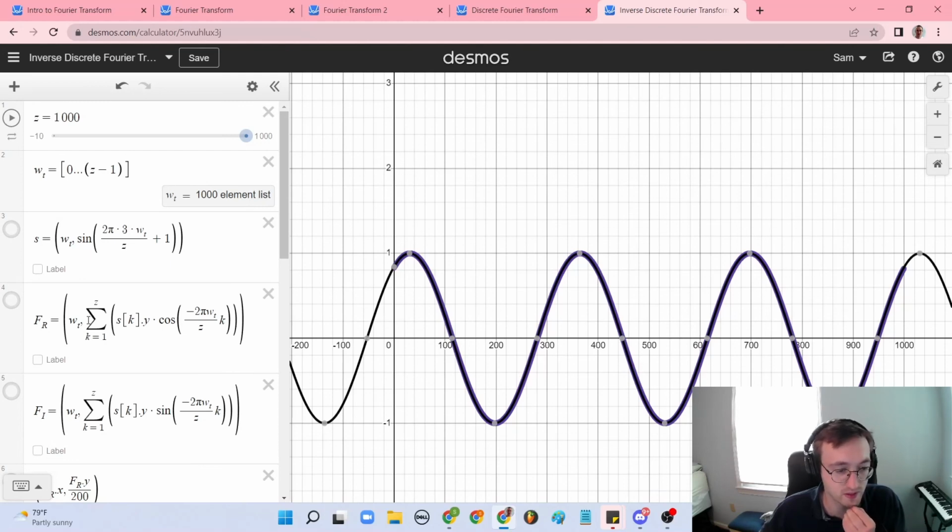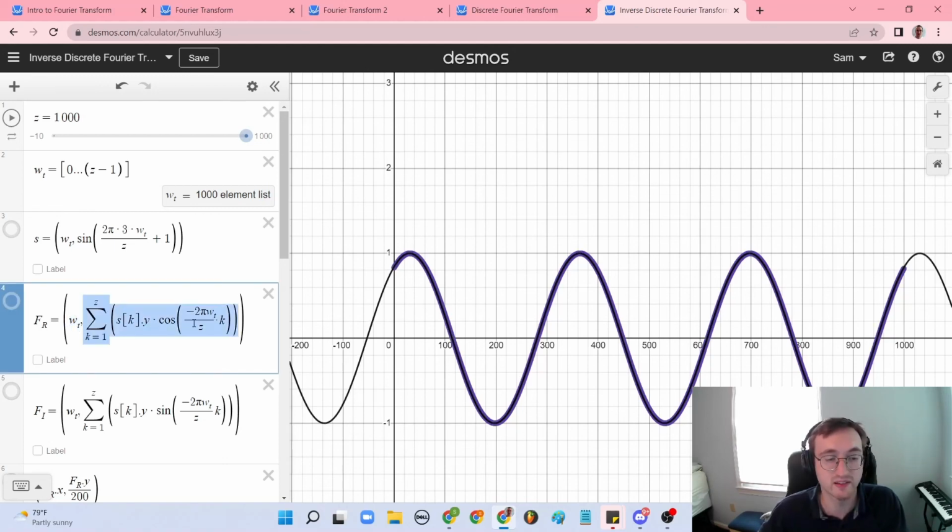because this is for every particular frequency of WT, right? It doesn't look like it in Desmos, but this is a double sum because for each of these we're doing a sum from 1 to z, and then from each of WT, well, that's a list of 0 to z, or 1 to z essentially. So it is a double sum. So it is O of n squared, which is not very ideal for real-time processing which is pretty much almost exclusively what we use them for in audio programming.